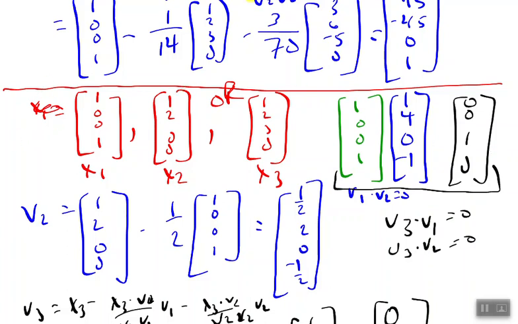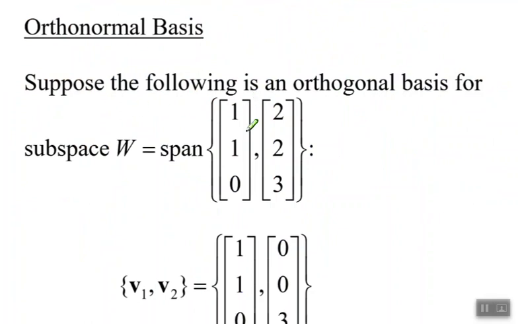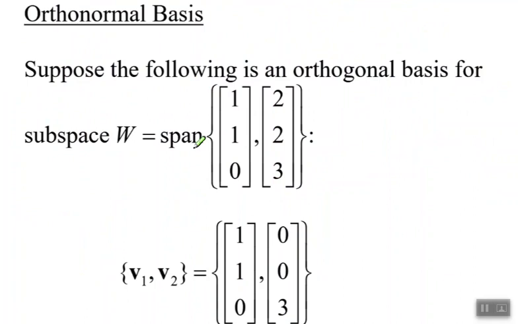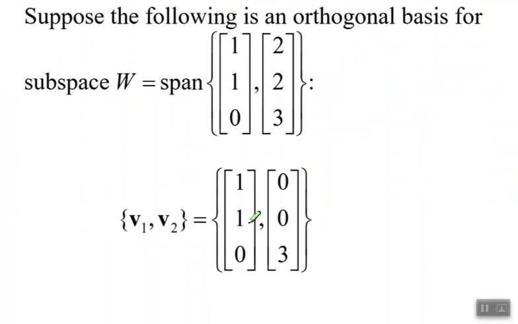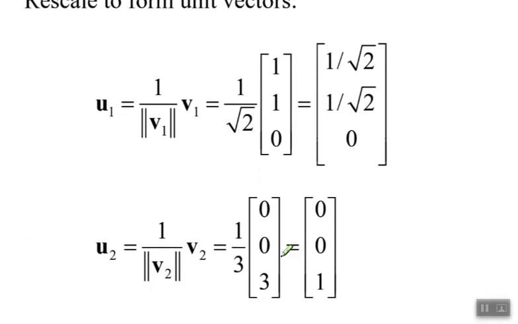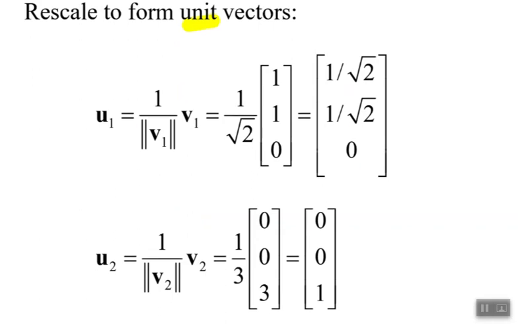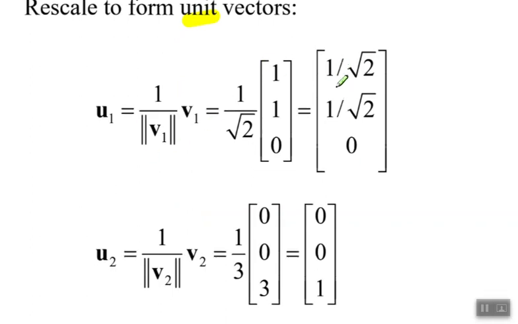So let's look at the next one. So suppose the following is an orthogonal basis. So we have that 1, 1, 0, and it's really the same thing as we had before, right? I think that's the same example, 1, 1, 0, and 0, 0, 3. So just like we did before, we can change that 1/3. We could have changed it to 1, and we can rescale them to form unit vectors, and that'll be helpful later on. So that is still the same thing, going in the same direction, but now it's just a unit vector.